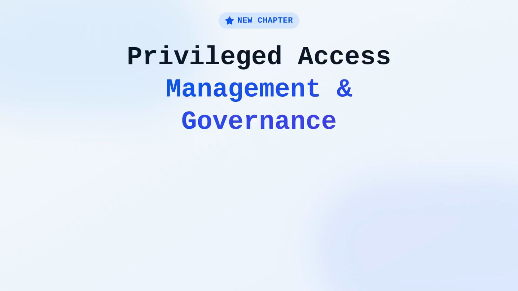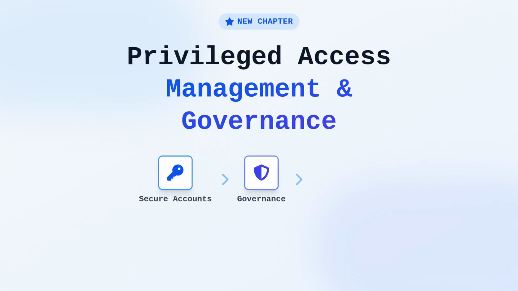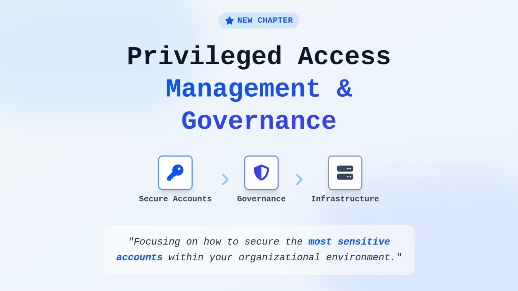Welcome back. In this chapter, we will explore the critical domain of privileged access management and governance, focusing on how to secure the most sensitive accounts within your infrastructure. Privileged access management, or PAM, is fundamentally about securing the keys to the kingdom by controlling and monitoring powerful accounts that possess elevated rights. When we talk about these accounts, we are referring to identities that can modify system configurations, manage other user accounts, or gain direct access to sensitive data repositories.